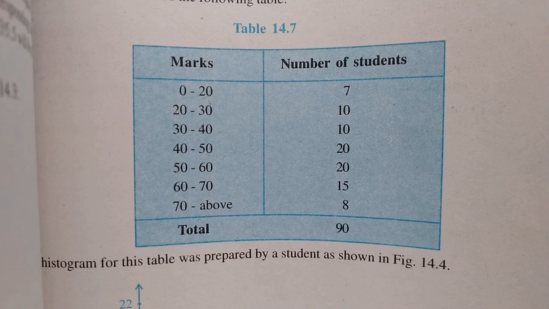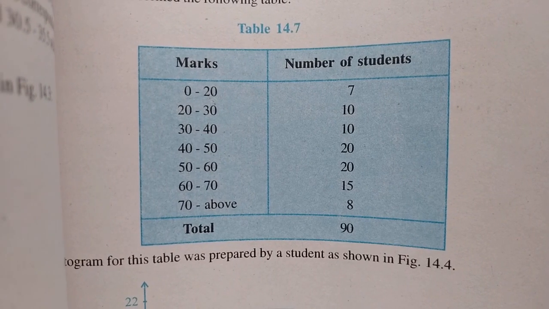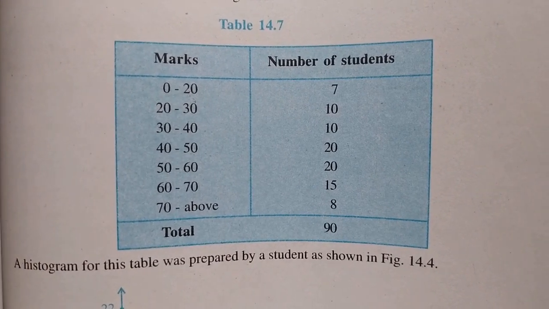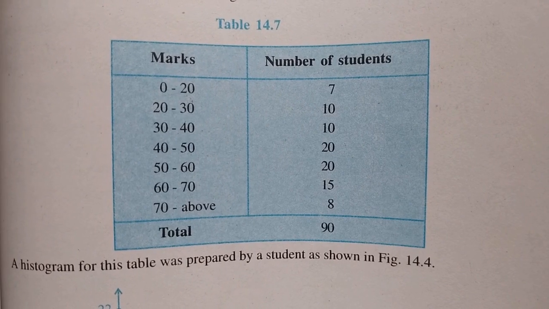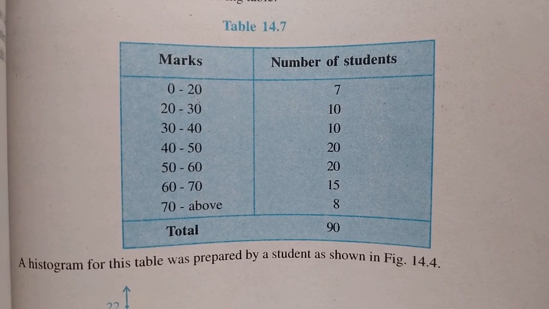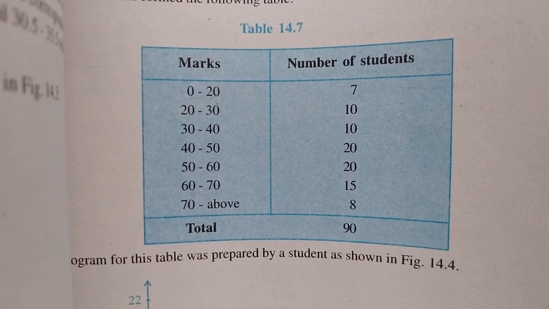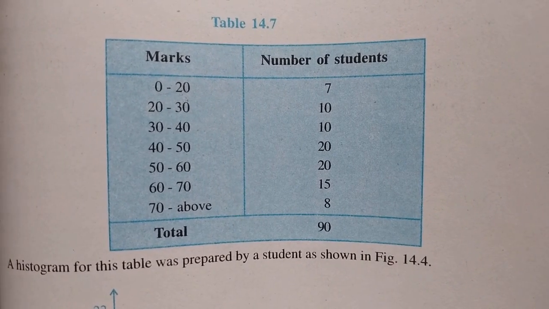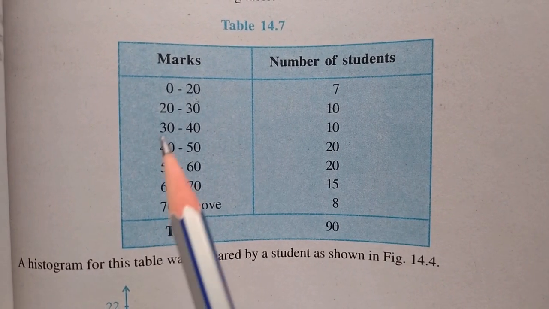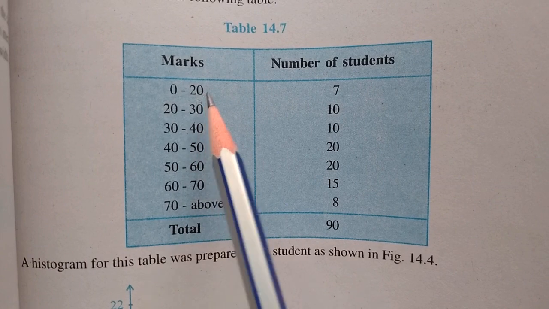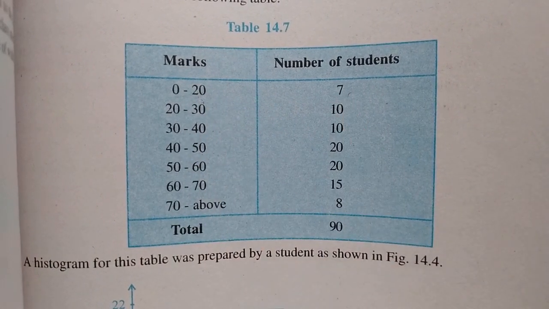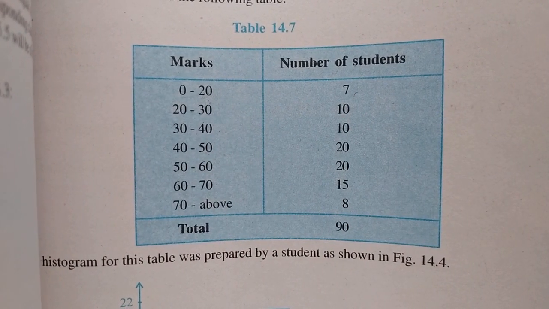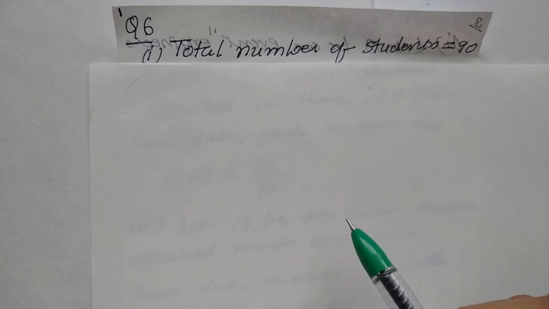And total students are how many? 40 students are given. Okay children? Sorry, 90 students are given. Total 90 students are given, and with marks less than 20%, there are 7 students. So let us start children. Total number of students is 90.